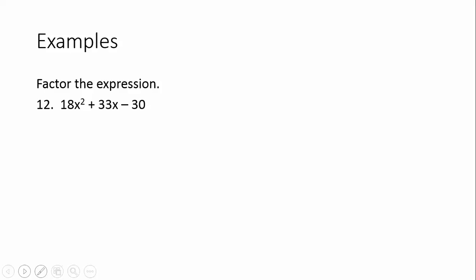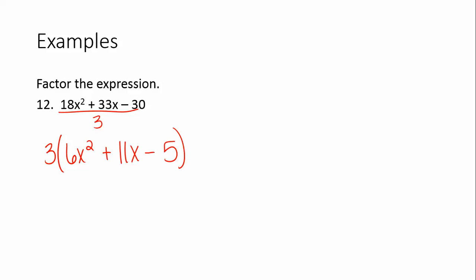And number 12, these look like huge numbers. 18 and 30 both have several factors, but if you recognize that I can divide everything by a 3, or I can factor a 3 out, that's going to give me 6x squared plus 11x minus 5, which is a little bit easier to work with because 5 is prime and 6 is just 1 and 6 or 2 and 3. Remember though, when you do this, that this 3 is still part of your answer, so you have to make sure you bring it down when you're splitting up into your binomials.